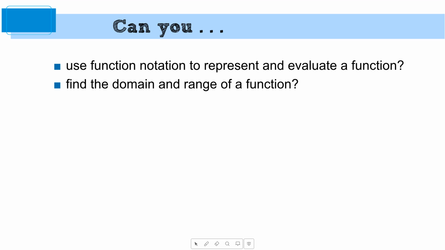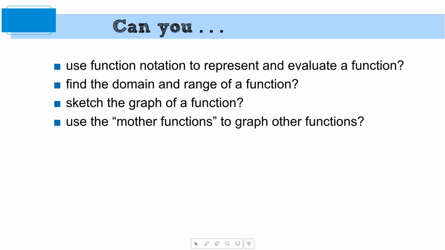Do you know how to do a domain and range? You may have learned, what is it, ceilings and floors, doors and windows, or something stupid like that. Can you graph a function? We don't do a ton of graphing in here, but you should be able to sketch a basic shape of the function. We talked about the mother functions a little bit already. We're going to talk about composite functions.